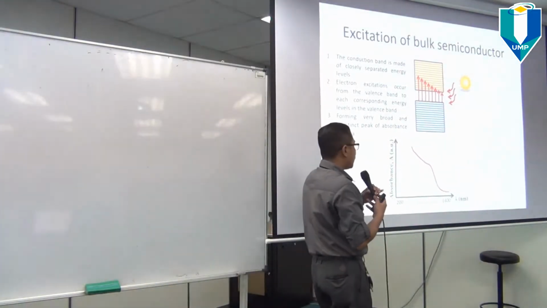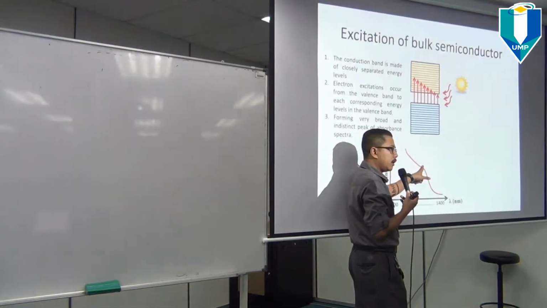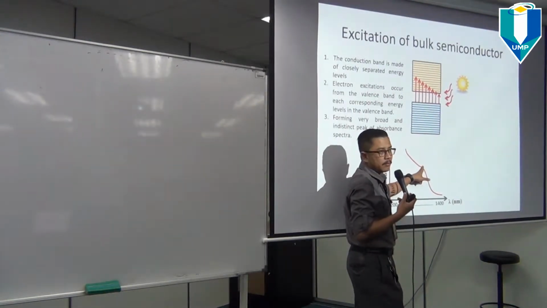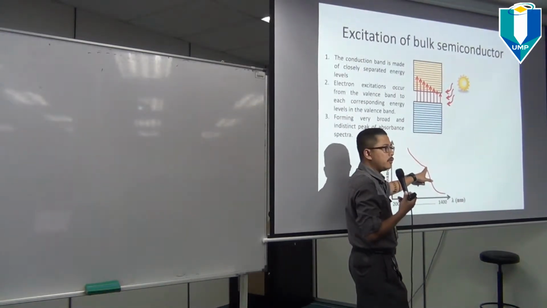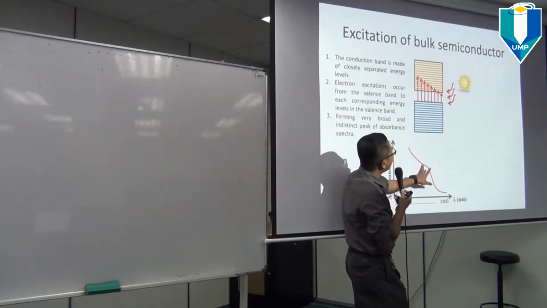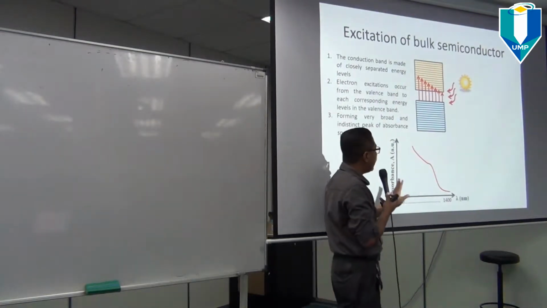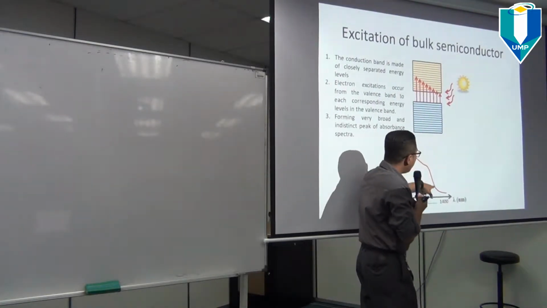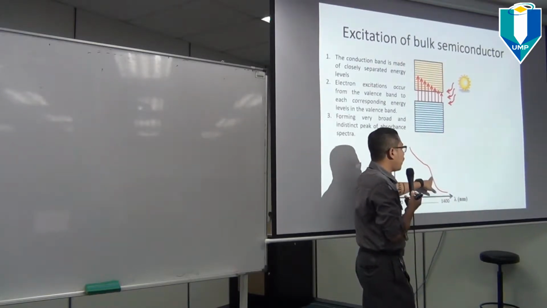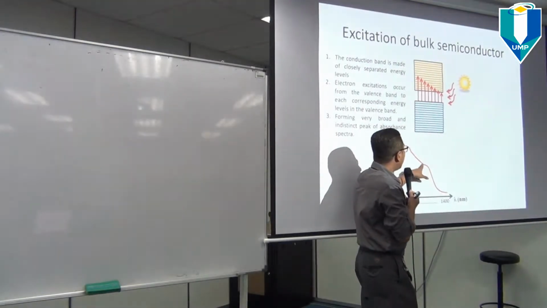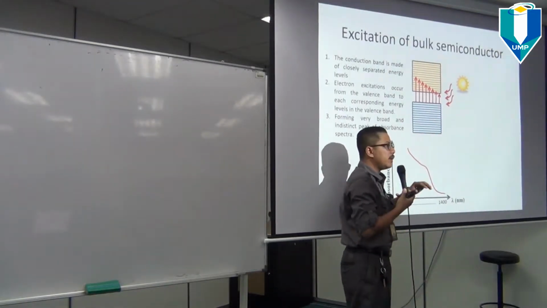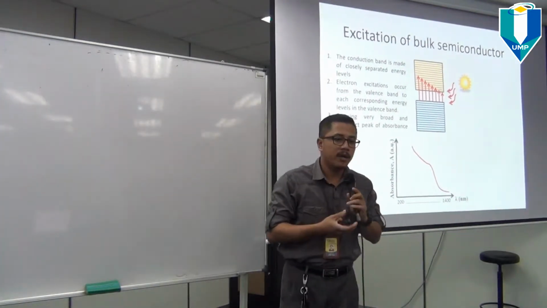We could only guess. Maybe this is the peak, which could be true, could be wrong. It is very broad and indistinct. We cannot see clearly which one is the peak. This could be the peak. Maybe there is a hidden peak somewhere over here, or maybe there are also peaks over here. So it is indistinct because the peak is very broad.